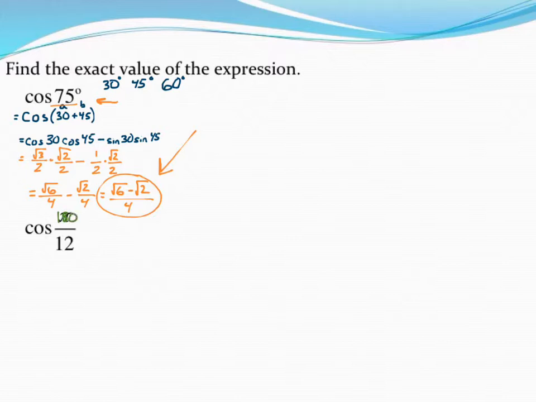So recall that to change an angle in radians into degrees, simply replace pi with 180. So this becomes cosine of 180 divided by 12, which is the same thing as the cosine of 15 degrees.